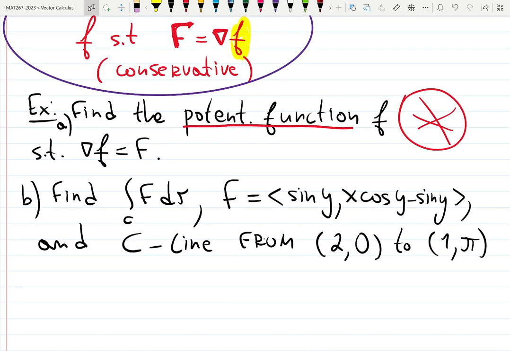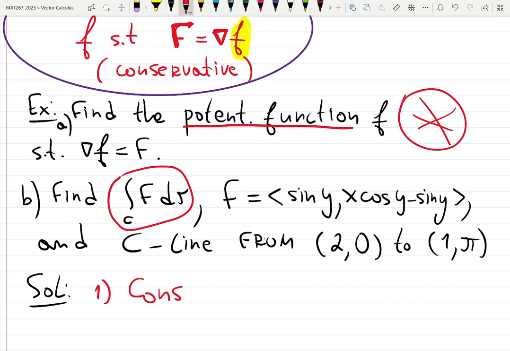So first step is to find potential function. Second step is to actually calculate the line integral. Solution. To find potential function, we need to first answer if this field is conservative, or else we cannot do that.